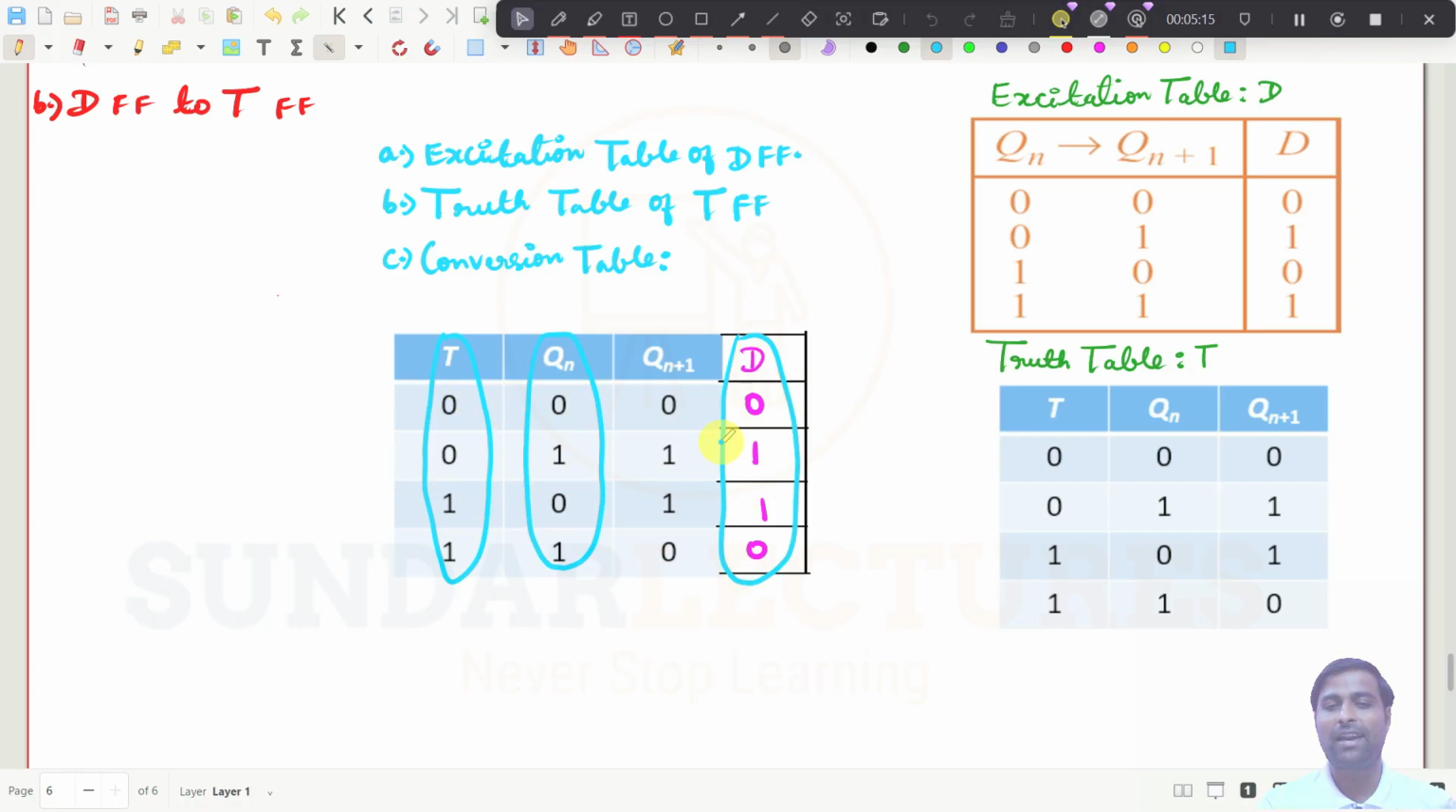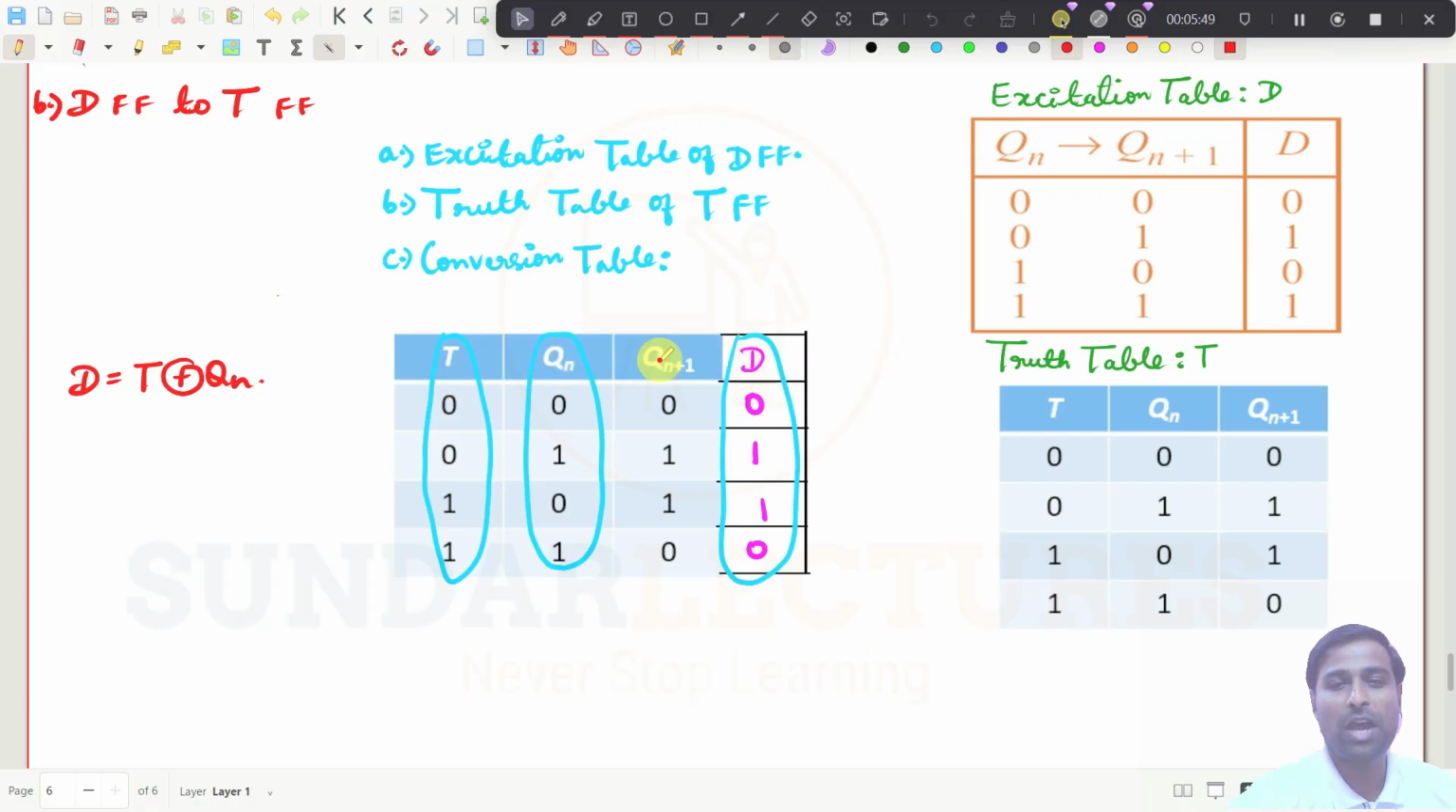So you can relate it to the XOR gate. When two inputs are different, then the output becomes 1. So the expression can be directly written here. That means D is equal to T XOR Qn. Why do we need to go for the Karnaugh map? You don't need to. We can directly write it. D can be related to the T flip flop for the two inputs, T and Qn. You can XOR these two simply to get this D.